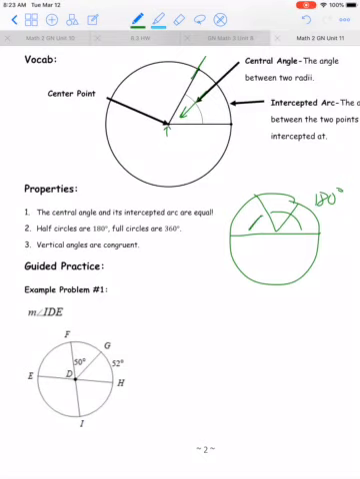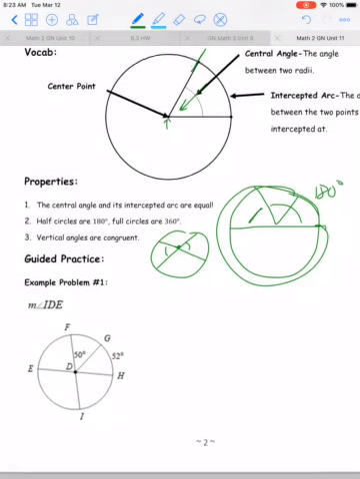And then also all the way around the circle is 360 if you have the whole thing. And then the other thing that comes up in this one is that sometimes you're going to have two radii or diameters cross each other. And remember that these angles are congruent. Just a heads up. So let's look at the practice problem.